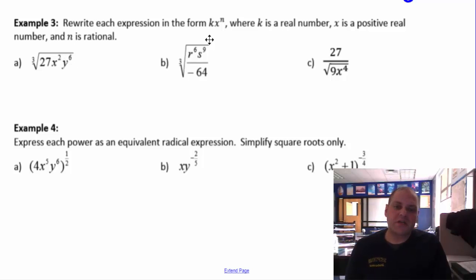All right, rewrite each expression in the form kx to the n, where k is a real number, x is a positive real number, and n is rational. Basically, get it out of radical form. All right.